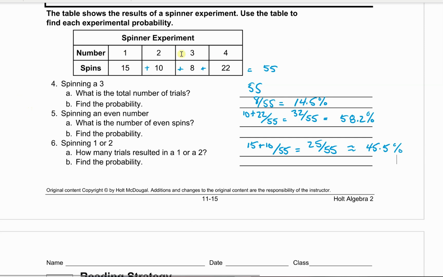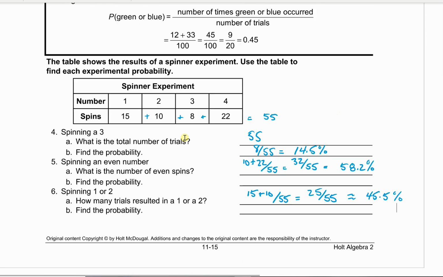Really, if you spin these spinners in 55 trials, you expect a 1 in 4 chance every time. You expect to get 1 1/4 of the time, 2 1/4 of the time, and so on. So like an even number, you would expect to get that half the time. Half of 55 is 27.5. Here, it was a lot more than that. It was 58% instead of 50%.